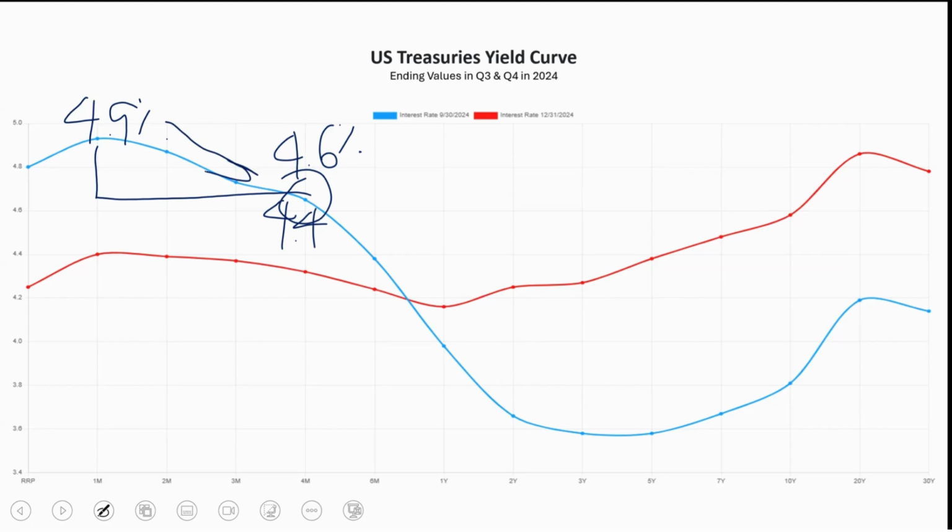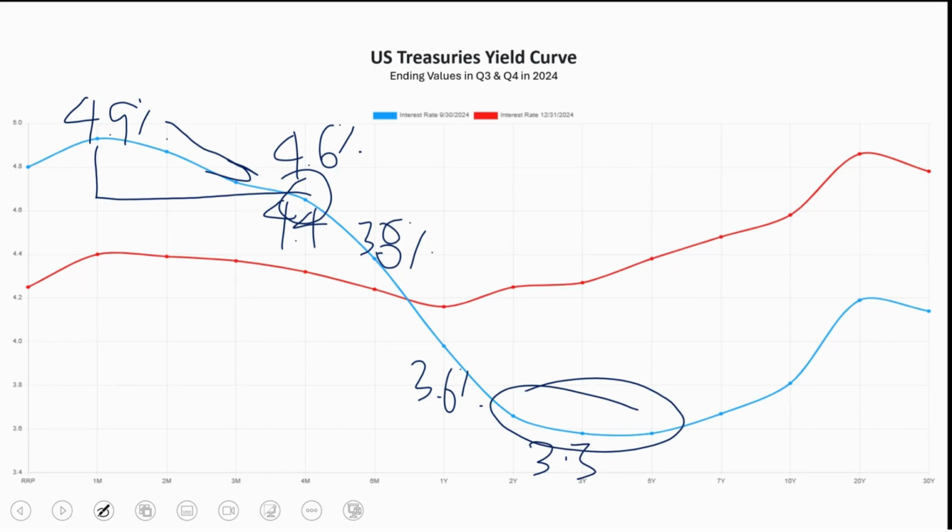We see it even steeper as we go through the 6 month drops all the way down to 3.8%. 1 year goes all the way down to 3.6%. And then it ends in here around 3.3%, and that's about the terminal, the farthest it goes down. And that's what we saw 3 months ago.